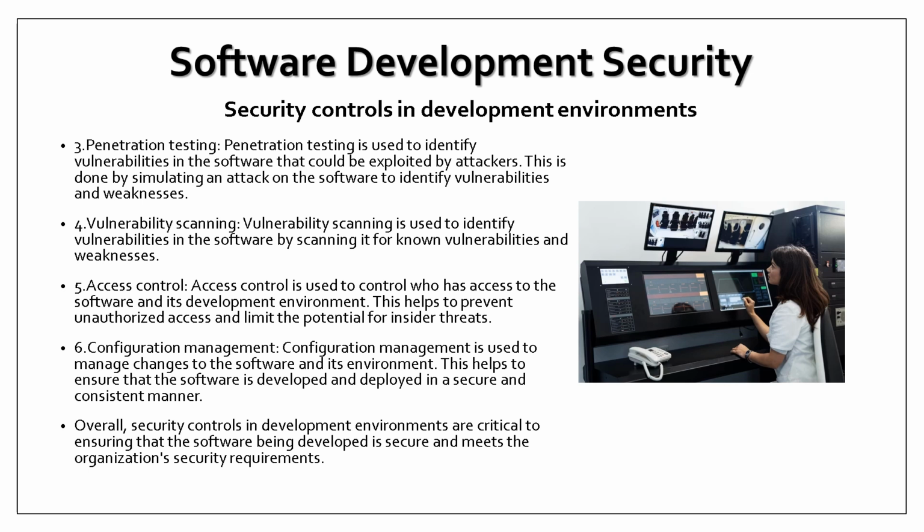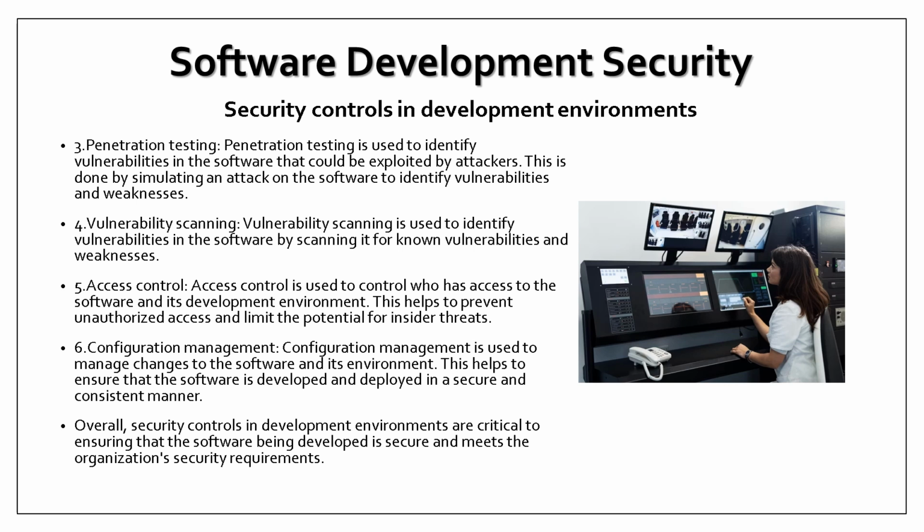3. Penetration testing. Penetration testing is used to identify vulnerabilities in the software that could be exploited by attackers. This is done by simulating an attack on the software to identify vulnerabilities and weaknesses. 4. Vulnerability scanning. Vulnerability scanning is used to identify vulnerabilities in the software by scanning it for known vulnerabilities and weaknesses. 5. Access control. Access control is used to control who has access to the software and its development environment. This helps to prevent unauthorized access and limit the potential for insider threats.